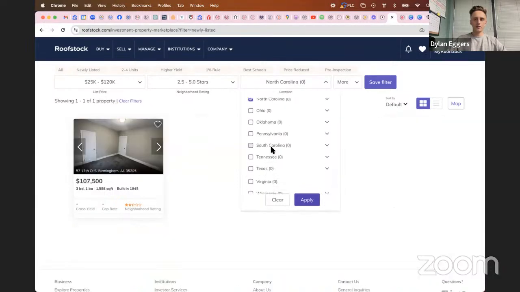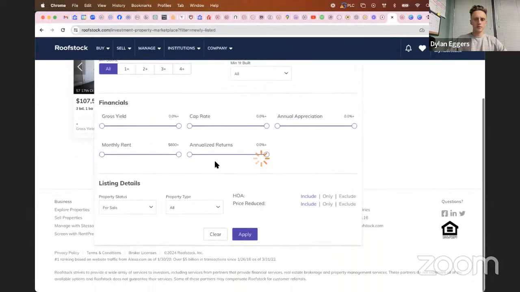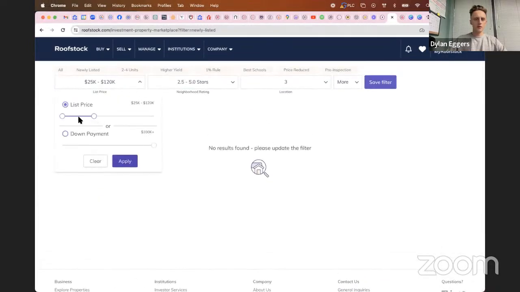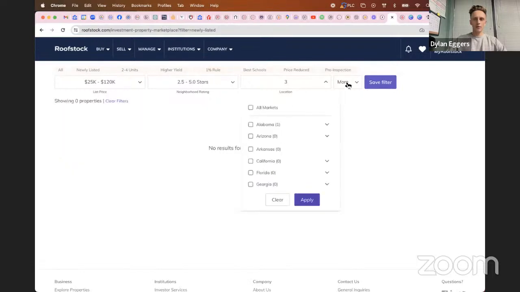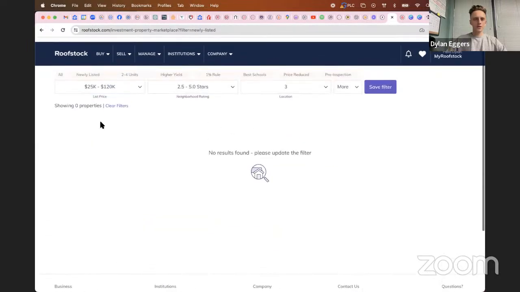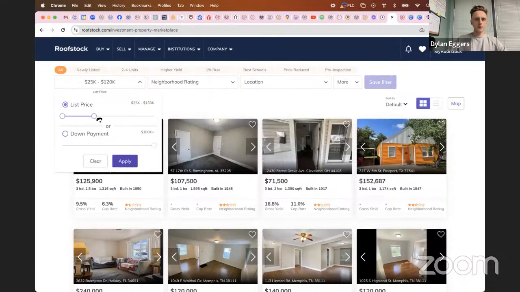North Carolina, South Carolina, and Ohio, apply. And I have other filters in here, I think. Where are my filters that I have wrong? There's more than just this. I was playing around with it. Let me clear my filters. So 120,000.